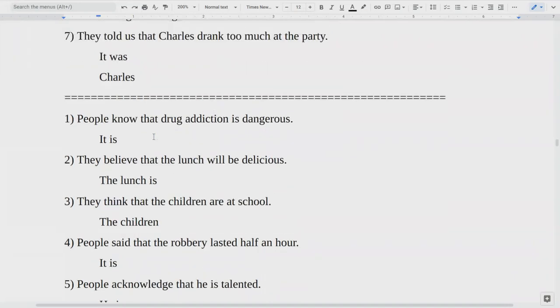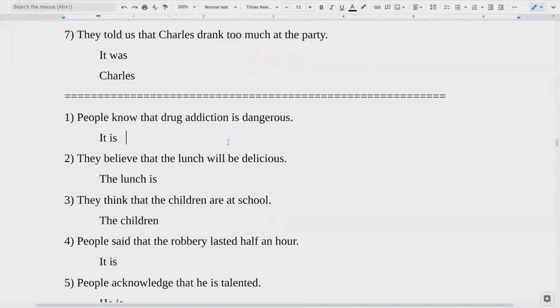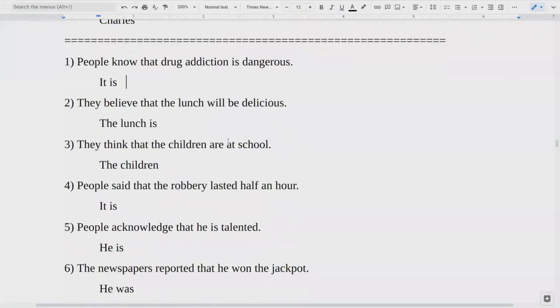People know that drug addiction is dangerous. It is known that drug addiction is dangerous. Drug addiction is known to be dangerous.